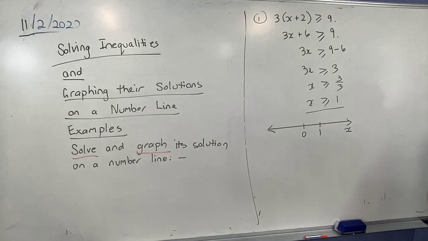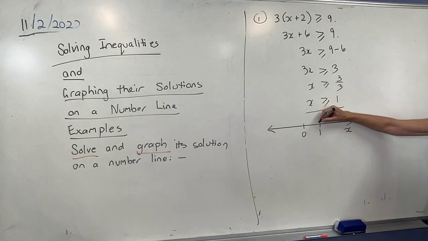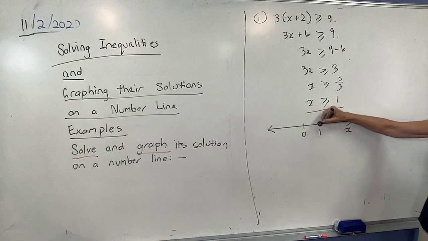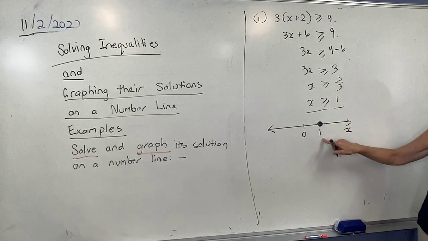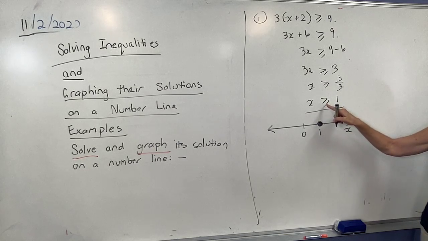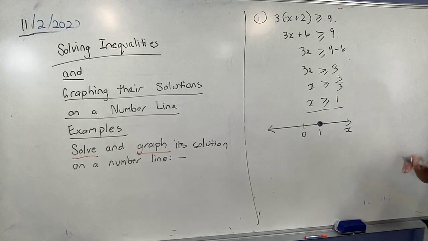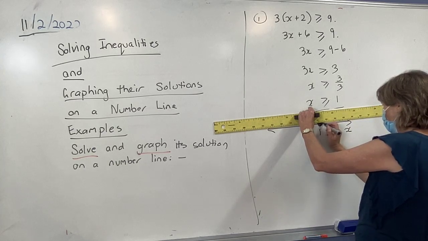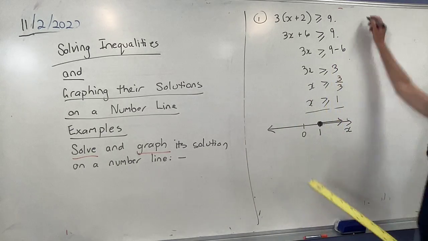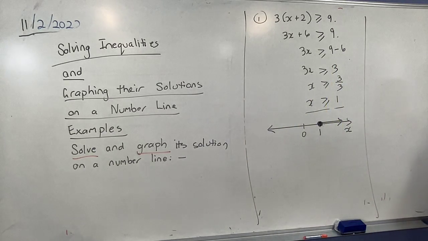Okay, and we've got X is greater than or equal to 1. So we put a circle on the 1, colour it in because it's equals. We colour it in if there's an equals there because it has to include the answer of 1. And the line goes greater than 1, so we go to the right. And there's your graph. Any questions?